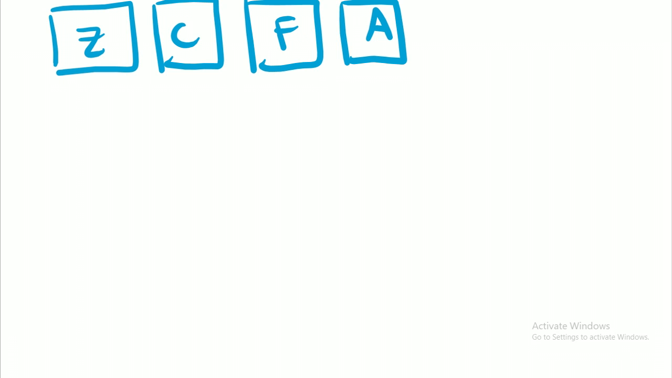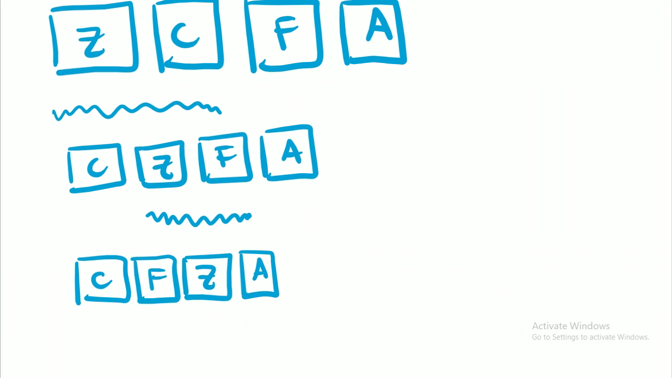Say these here are the letters. We first check if the two letters are in order. And if they are in order, we leave them as they are. But since the letter C clearly goes before the letter Z, we swap them. Then we compare the second and third letters, and since F goes before Z, we swap them again. Then we swap the next elements, so we swap Z and A, and then we get this. Notice that they are still not in order.